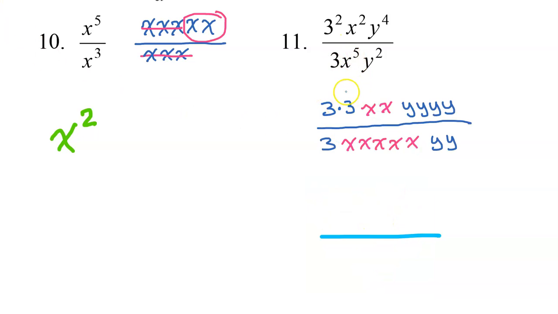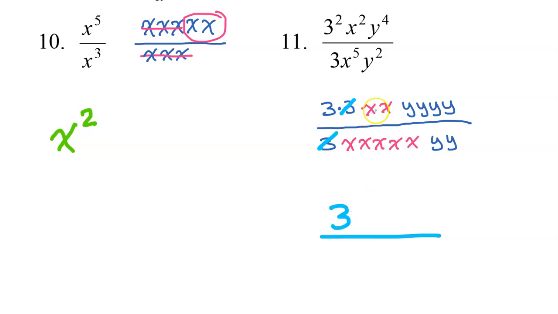Here's another way to approach this problem, and to be honest, this is the way that I prefer to do it. Picture this in your mind. You wouldn't really write this down, but 3 squared is 3 times 3, x squared is x times x, etc. You see where I'm going with this. If we have 2 3's in the numerator and 1 3 in the denominator, the 1 3 in the denominator will cancel out one of the 3's in the numerator. That's going to leave behind a single 3.